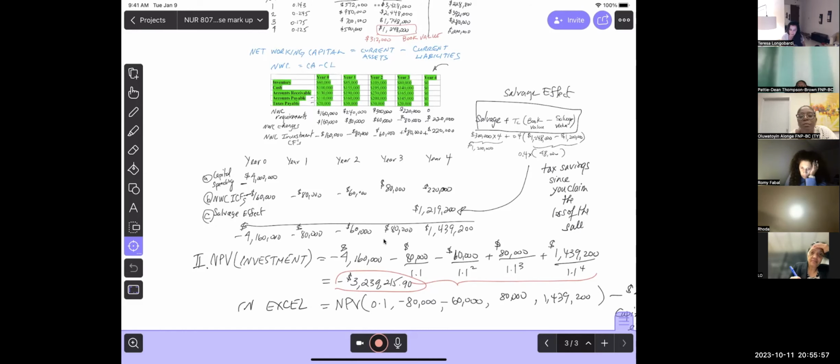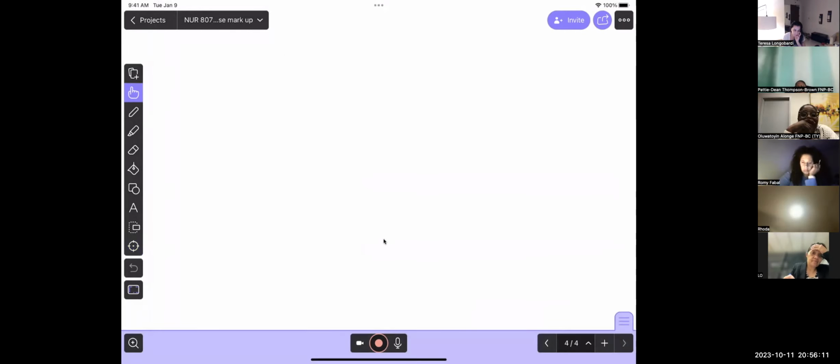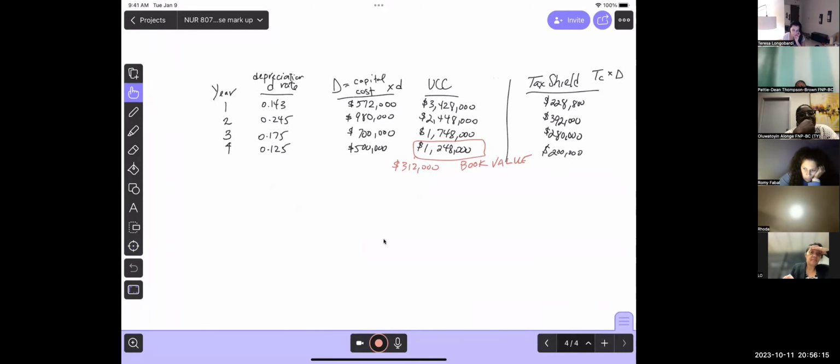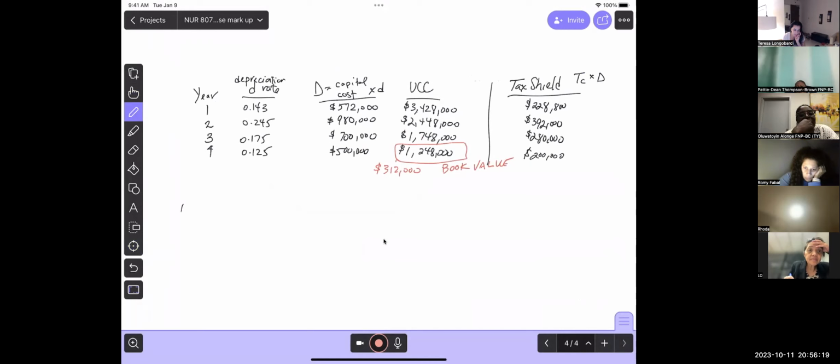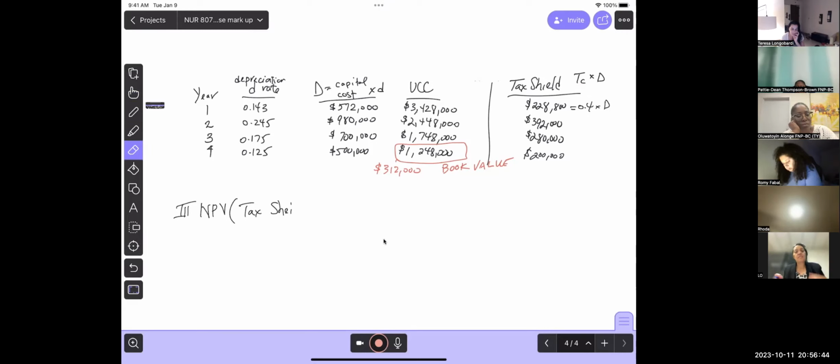But let's get the full value so that we know what it's worth and can continue budgeting and planning for other things. So the last bit, I'm going to call it part three, the present value or NPV of the tax shields. For the first part in the tax shield area, what values did you use? The tax rate times D, so 0.4. It's just like we did with the salvage effect. It was a 0.4.